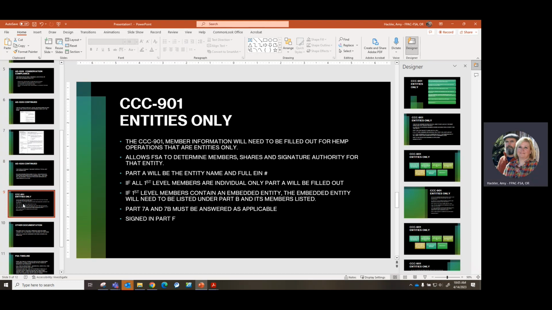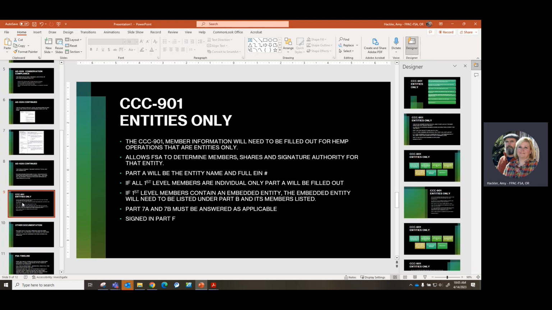The CCC 901 is for hemp operators that are entities. Individuals do not need to fill one out. So if you operate as an individual, you will not be using this form that's in your packet. And this form allows FSA to determine members, shares, and signature authority for that entity.